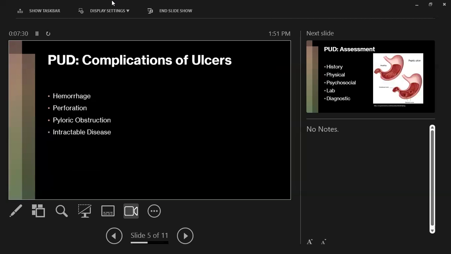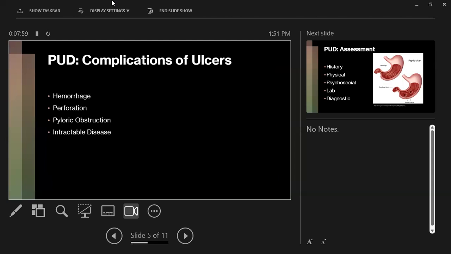Okay, so with peptic ulcer disease, there are complications related to the ulcers. First one is hemorrhage. That's the most severe complication. Often this is caused by gastric ulcers. Patients will present with vomit that is bright red or coffee ground in appearance. This occurs because of the digestion of the blood from gastric acid.